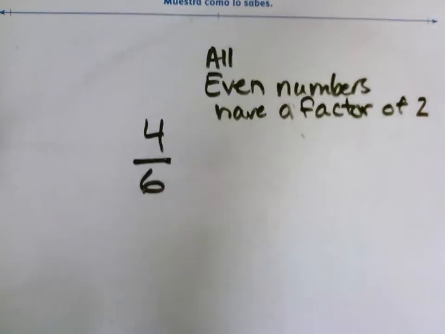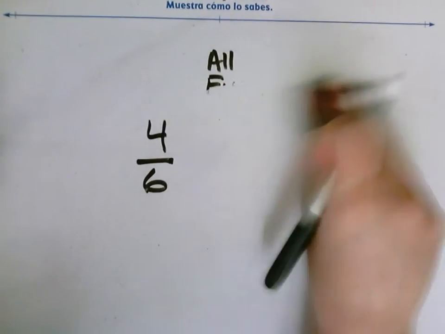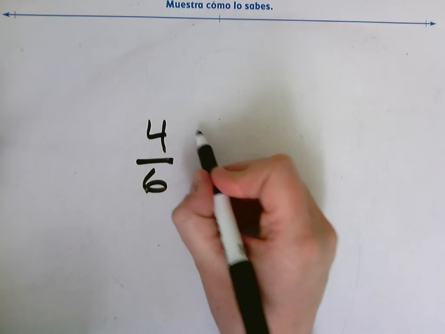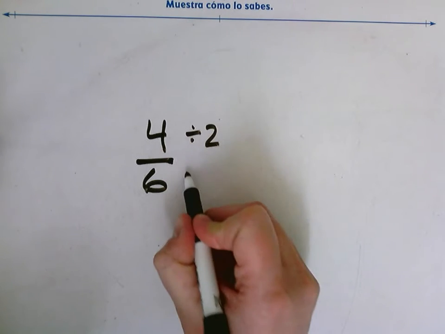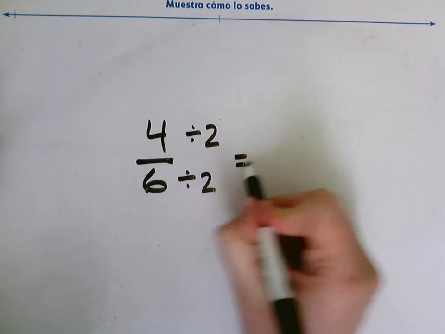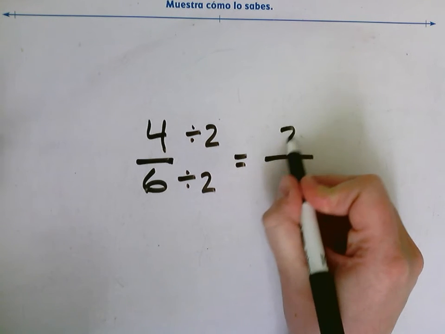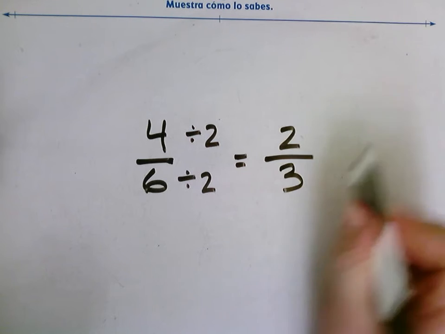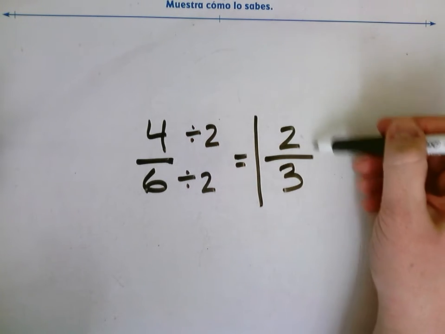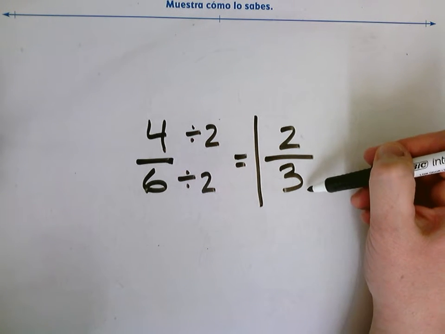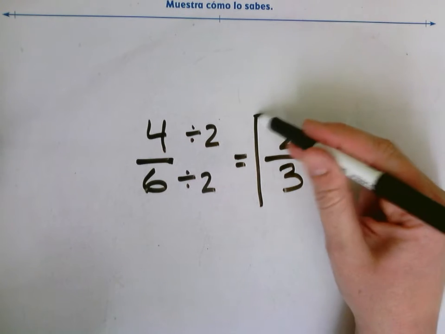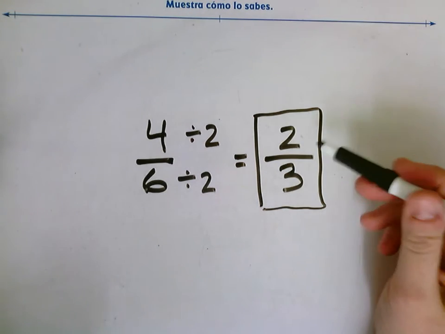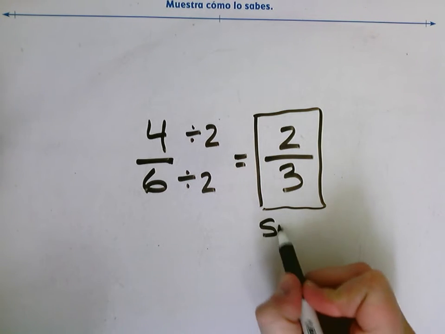So let's divide both 4 and 6 by 2. 4 divided by 2, 6 divided by 2. 4 divided by 2 is 2. 6 divided by 2 is 3. So 2/3, and now I'm going to look, 2 and 3 do not share any common factors. In fact, they're both prime numbers, so I know that this is simplest form because they don't share any more factors with each other. 2/3 is our simplest form.